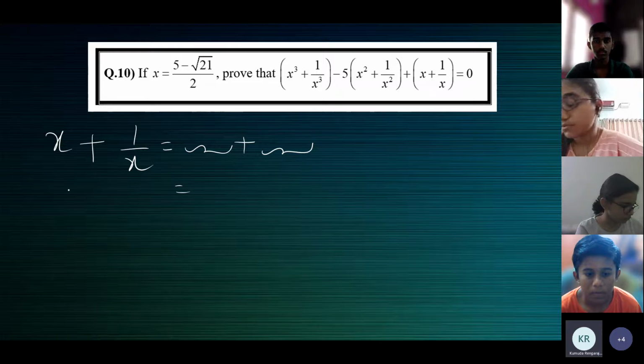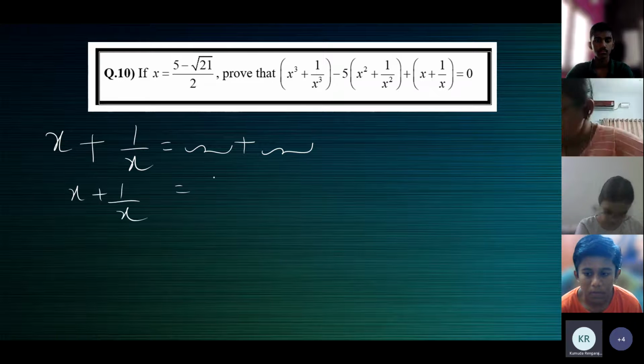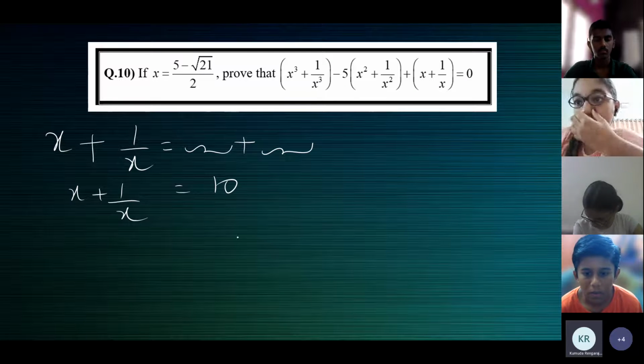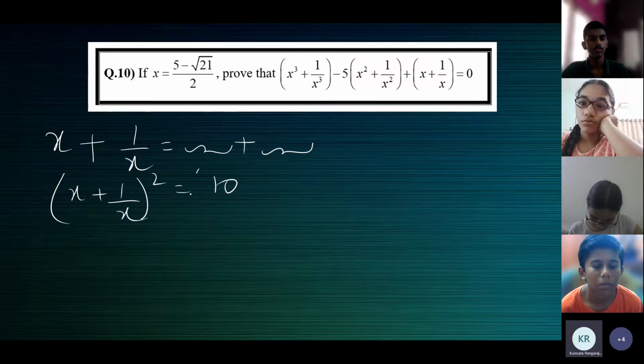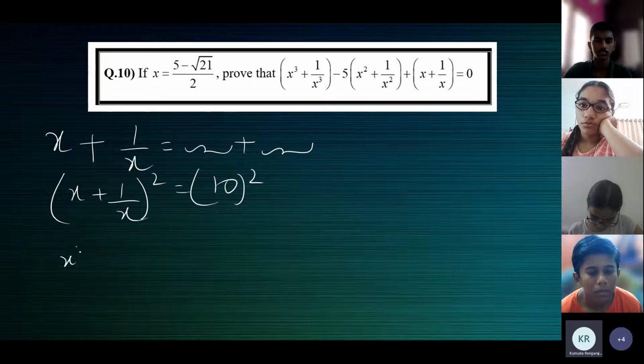Now I'm just assuming, supposing x plus 1 by x is 10. When you square this on both the sides, you can find the value of x squared plus 1 by x squared.